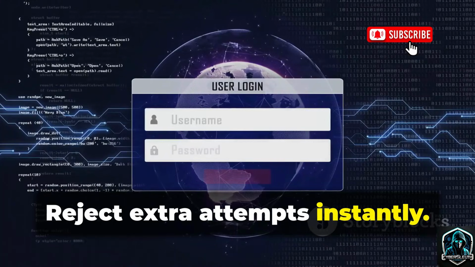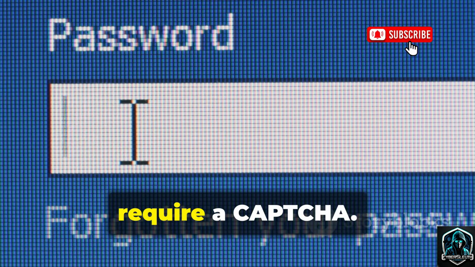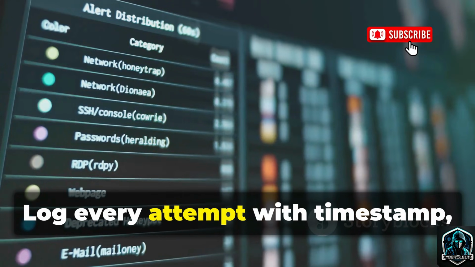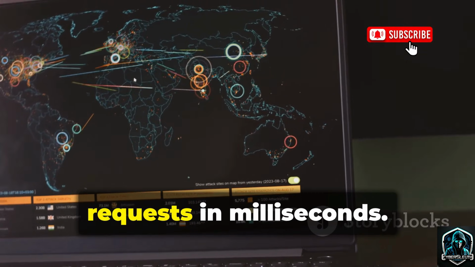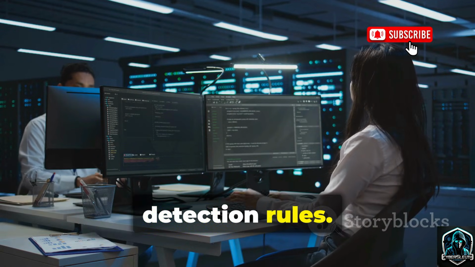Reject extra attempts instantly. Add progressive challenges. After a few rapid failures, require a CAPTCHA. This slows attackers and stops automation. Log every attempt with timestamp, IP, and user agent. Look for flurries of requests in milliseconds. Use these signatures to build better detection rules.